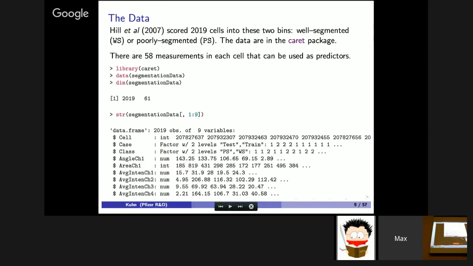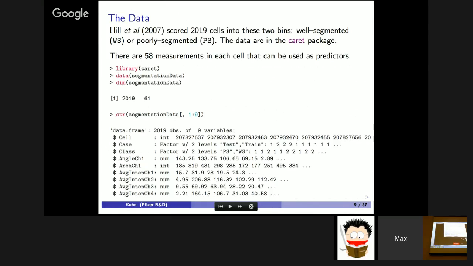The reference here is Hill in 2007. The data is on the website. As for the classes of the data, when they looked at them, they classified them as either poorly segmented, designated as PS, or well segmented, designated as WS. And they had 58 different measurements on the cells that we can use as predictors. If you want to get at these data, they're in the caret package, which we'll talk more about. And then you would say data, it's called segmentationData, and that will load it into your workspace.